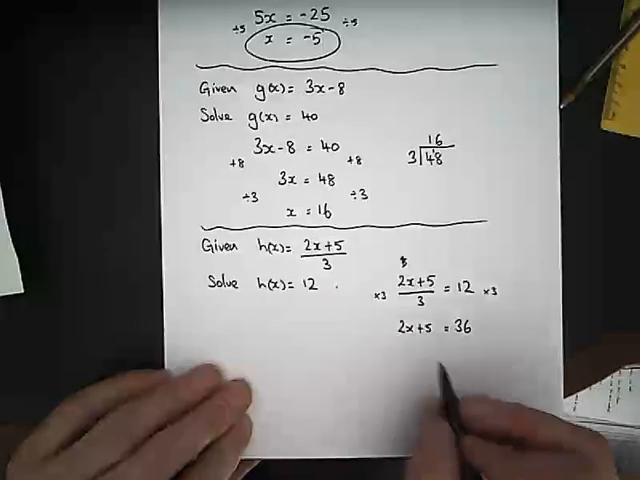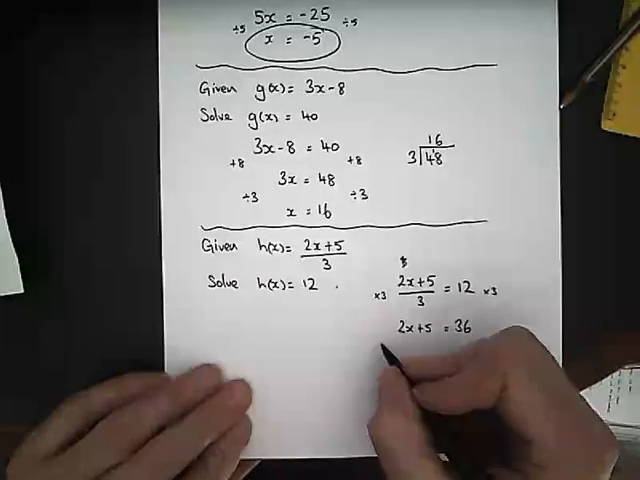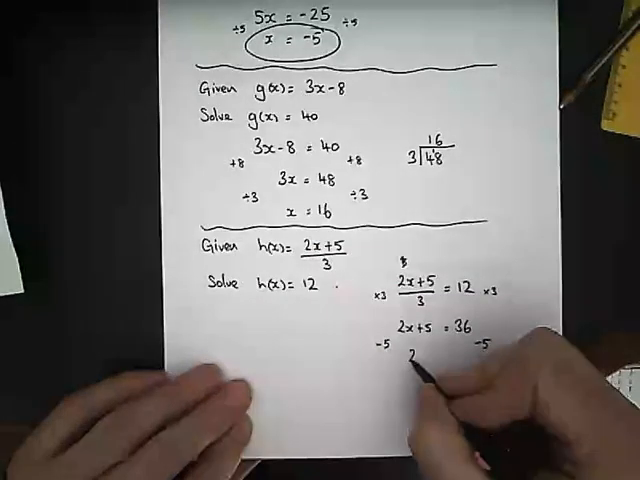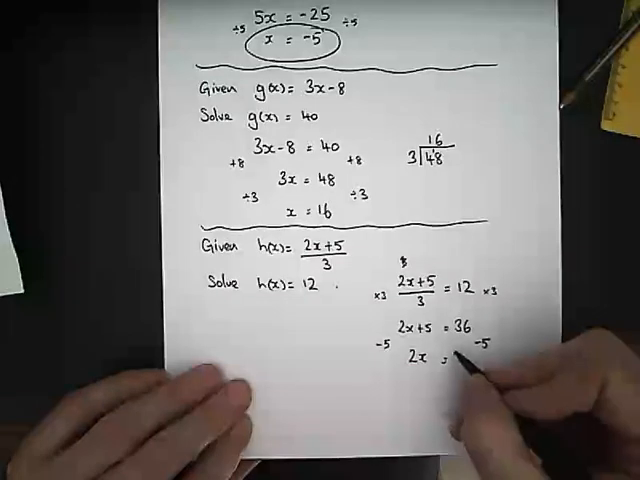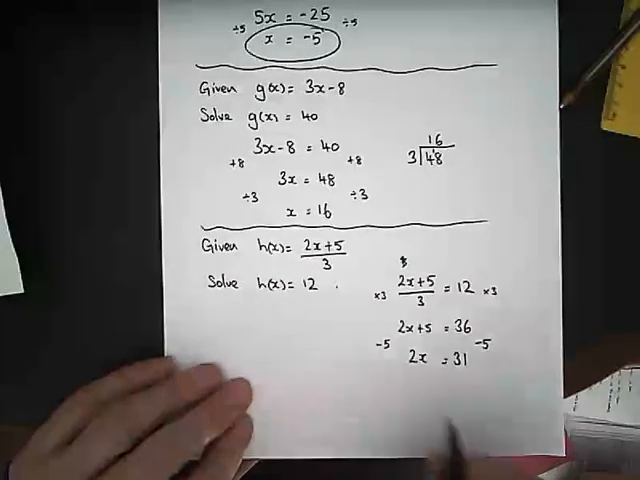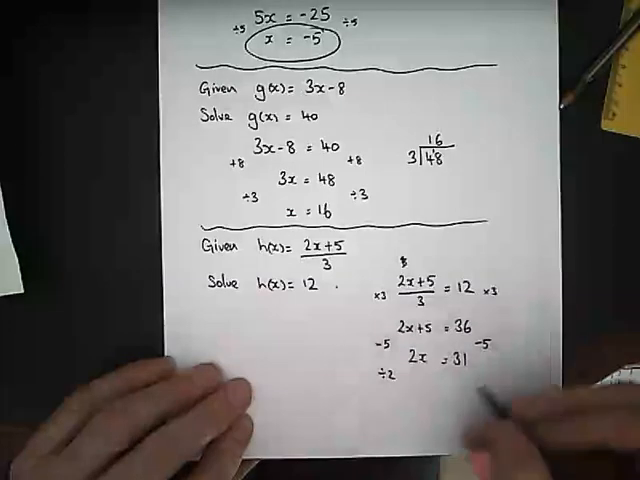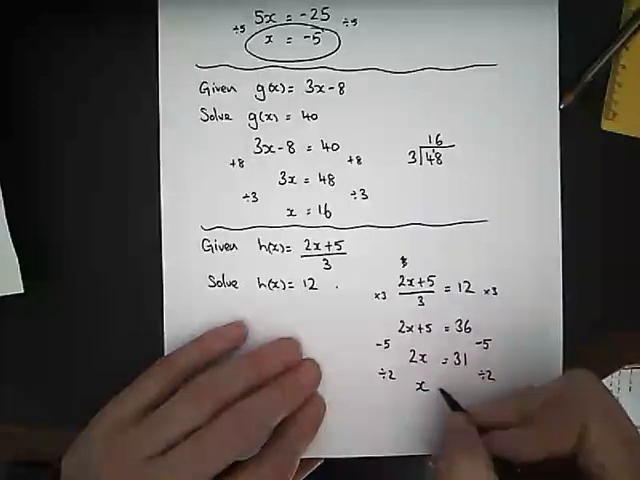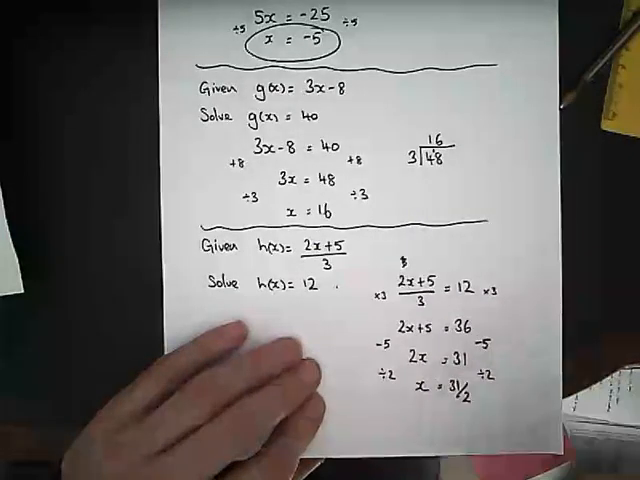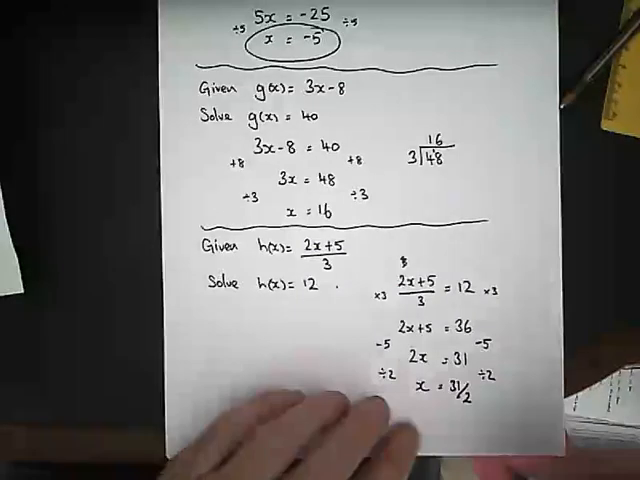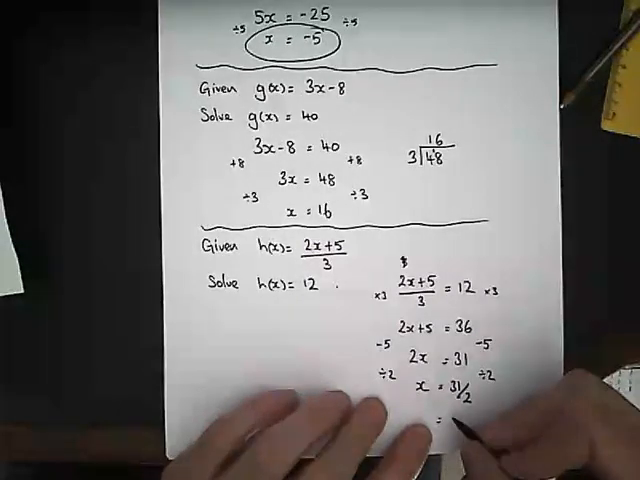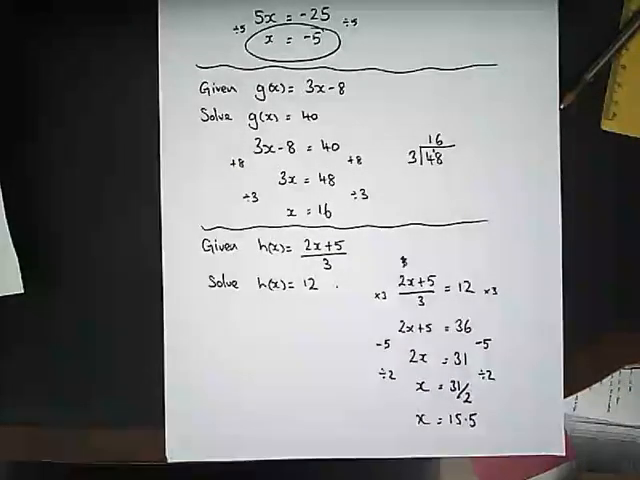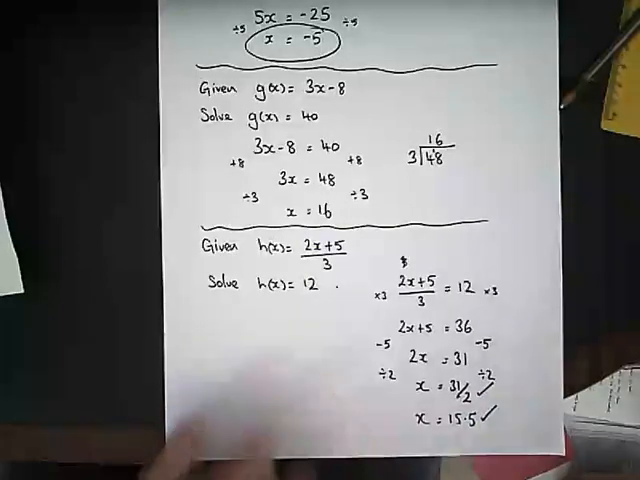Then I need to undo this plus 5. So I'm going to minus 5 from both sides. And I get 2x equals 31. Then I need to undo this times by 2. So I'm going to divide both sides by 2. And we're left with x equals 31 over 2. Or you could write it as a decimal. I prefer fractions, which is equal to 15.5. Either of those answers is good. I would have a tick for both of them.